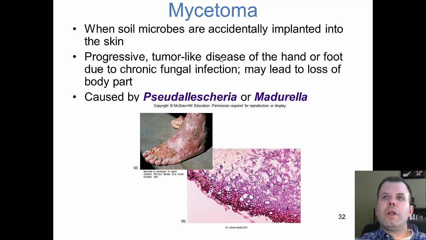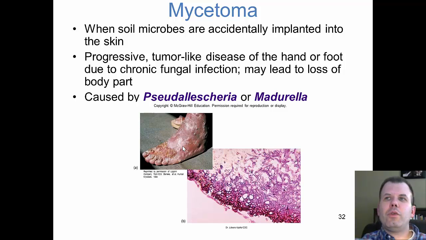Okay. Another one is mycetoma, where soil microbes are accidentally implanted into the skin, and it's a progressive tumor-like disease of the hand and foot due to chronic fungal infection that may lead to loss of the body part. Here's a severe case where, when you're walking barefoot through soil and you have cuts and injury in the skin, these things can get in and produce these nodules or cancer-like growths, and again can lead to abnormal growth of the tissue around and eventually could lead to the loss of the foot or hand or arm due to the infection.